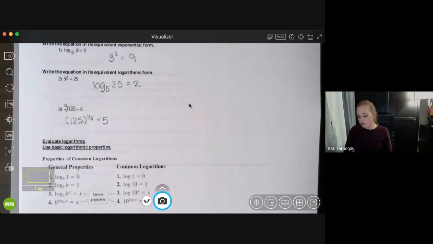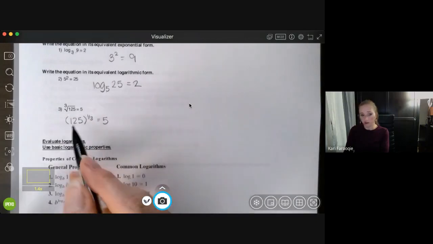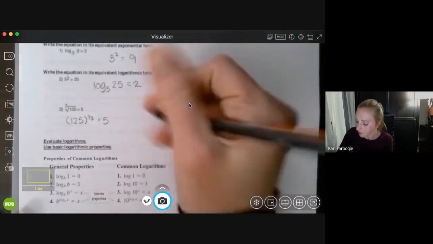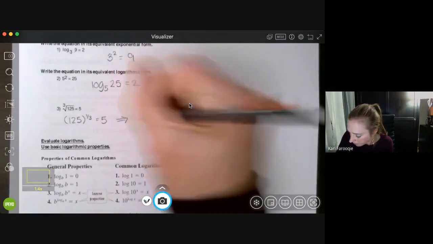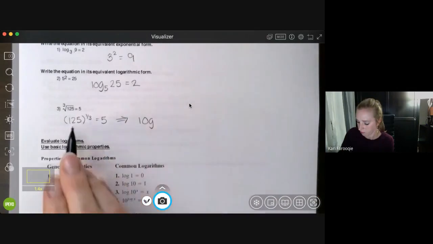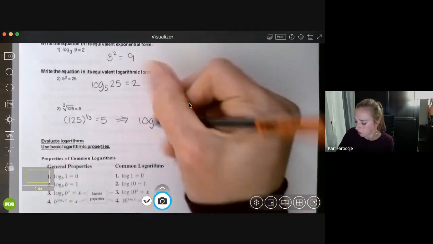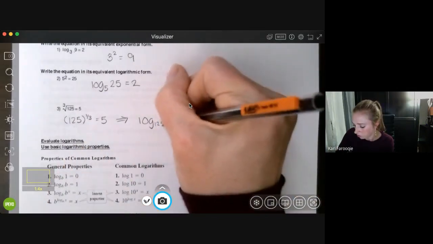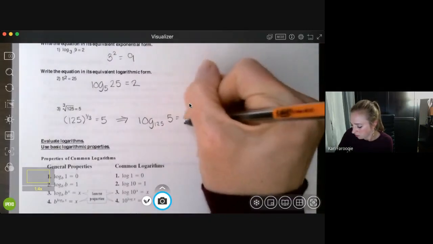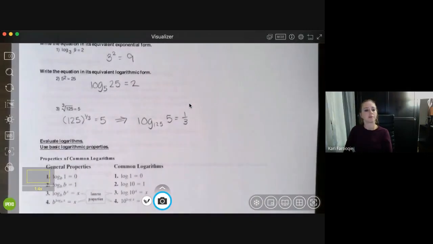So this is not the objective. We just need to rewrite it in order to actually write this in log form. So to write it in log form, I'm going to write my log. Base would be the base of your exponential expression. So log base 125 of 5 equals the exponent, which is 1/3. 125 to the 1/3 equals 5.